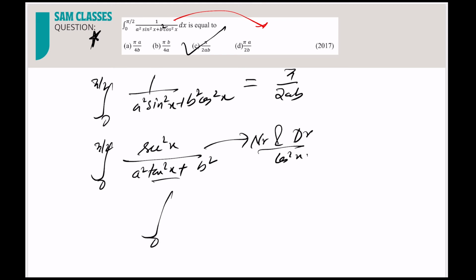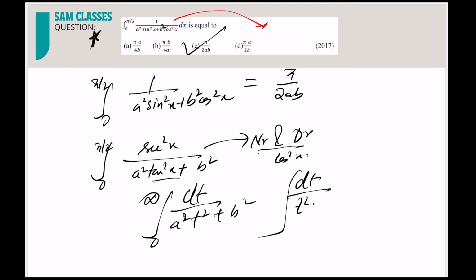The limits will change, so this will be dt by a square t square plus b square. Now divide the whole thing by a square, so you get dt by t square plus b square by a square, with 1 by a square taken common, from 0 to infinity. Now you can solve it, and if you solve it you will get the answer. It is very simple.